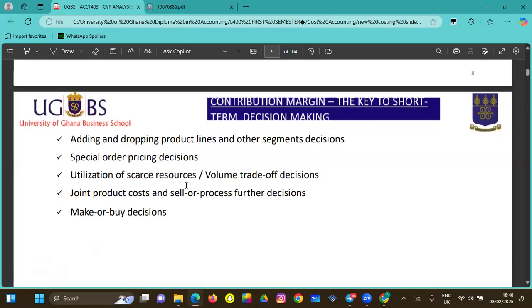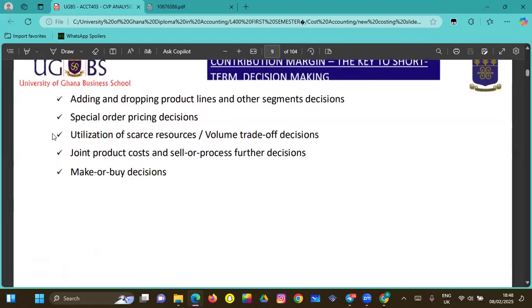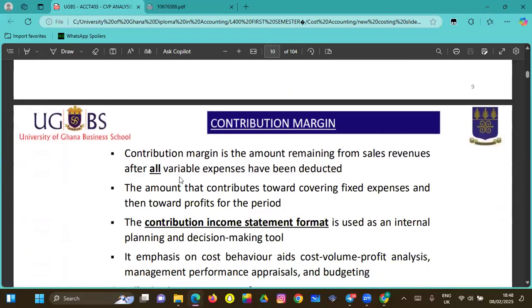Sorry, let me continue. So, contribution margin. When we talk about contribution margin, we just want to know how far the contribution is from the sales. Basically, contribution margin is the amount remaining from sales revenue after all variable costs or variable expenses have been deducted. So remember when we were doing marginal costing, right? Whenever after sales we subtract all variable expenses, we get contribution margin. That's the same thing here.